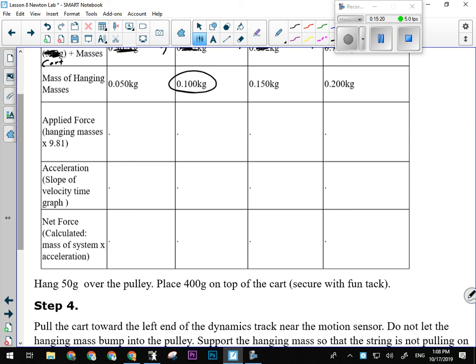We learned that in Unit 1. So you just need to get a line for each trial, get its slope, and put that in here. Then calculate the net force. Take the mass of the system times the acceleration.